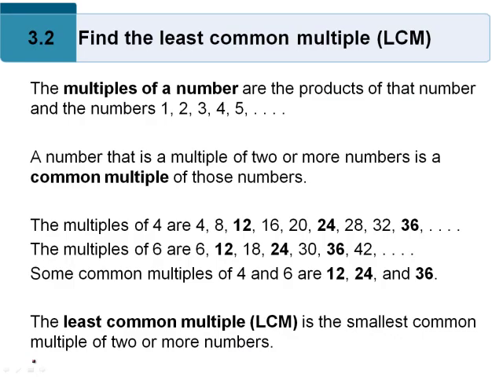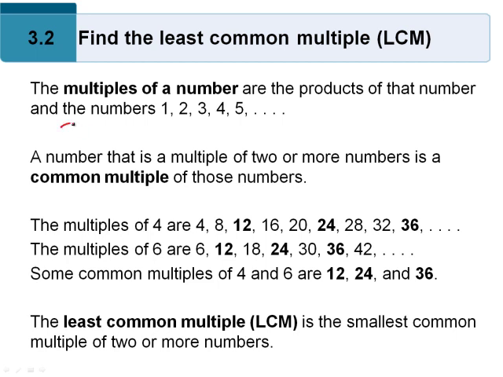So first of all, you need to know a couple definitions. The multiples of a number are the products that you get when you multiply the number that they've given you by 1, 2, 3, 4, and 5. So let's say, for instance, that I ask you to give me the multiples of 3.